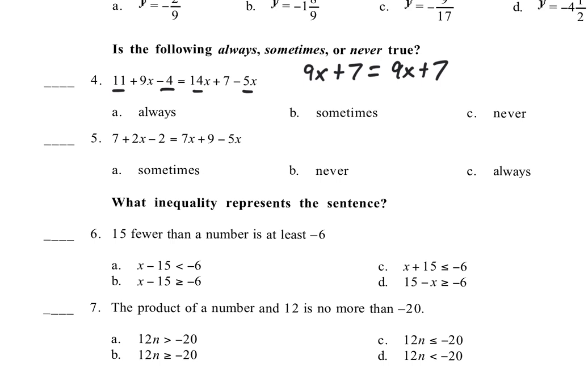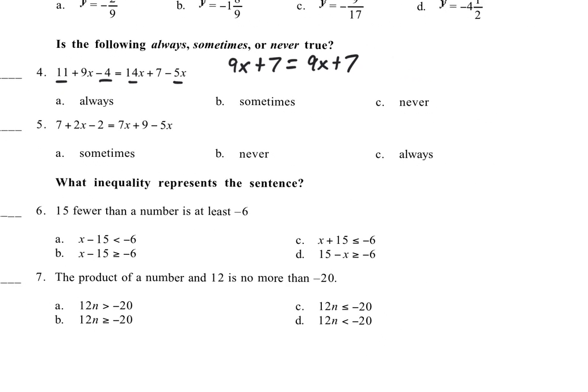So here's the question you got to ask yourself. When will 9x plus 7 be equal to 9x plus 7? Always, sometimes, or never? Always. Those two will always be equal to each other, okay? No matter what number I plug in for x, those two expressions will always be equal. So this would be what always looks like. Sometimes would be something like this.